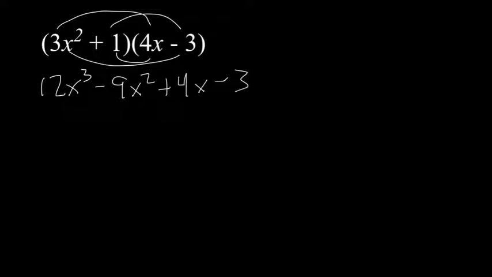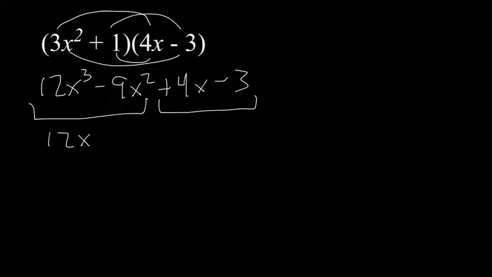And the process says, first check for a GCF. There's no GCF here. The only factors of 4 are 1, 2, and 4, and 2 and 4 do not go into 3. So that's definitely no GCF there. We're going to group together the first two terms and the last two terms.